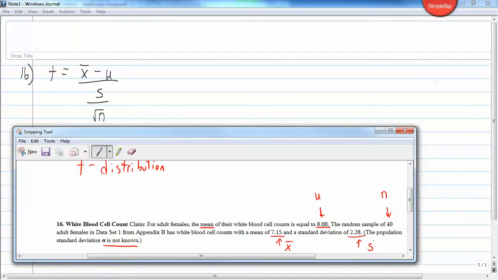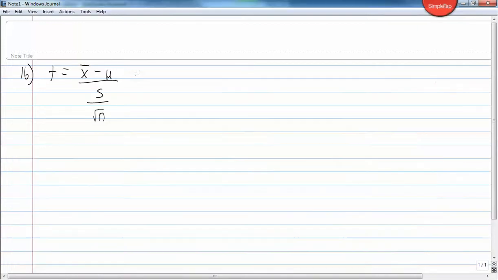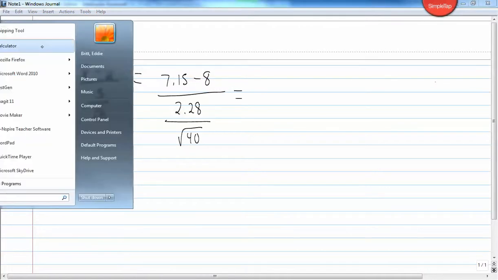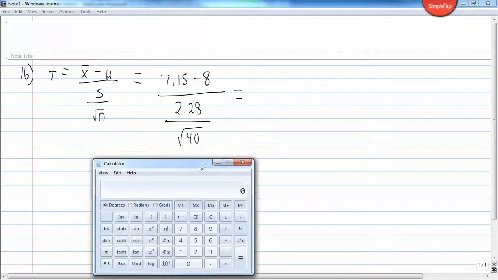Okay. So we plug those into our formula. And we have 7.15 minus 8 over 2.28 divided by the square root of, what was our n? 40. Okay? So I would suggest, you never want to round anything if you don't have to. We won't round until the end. What I'd suggest doing is maybe working the numerator out first.